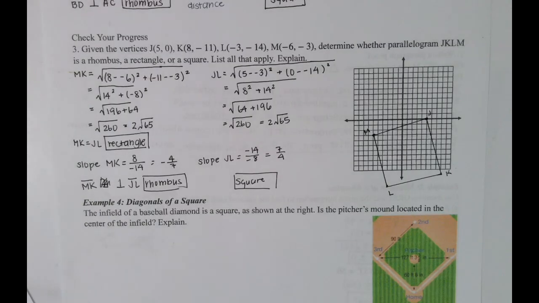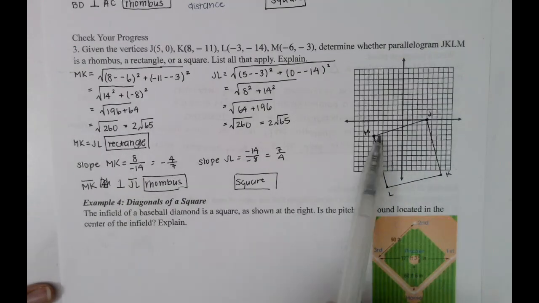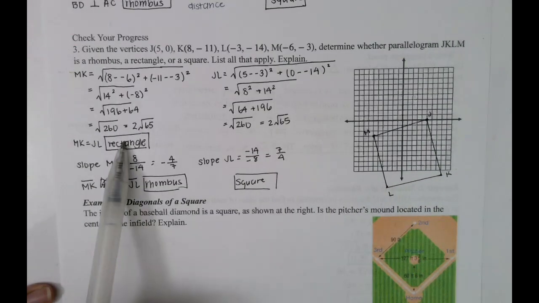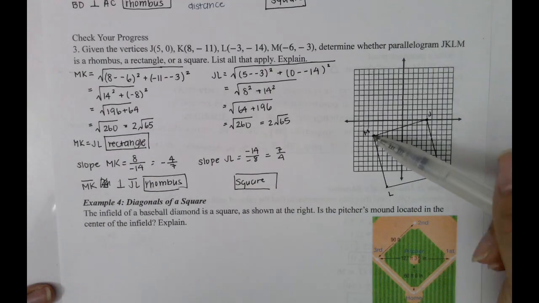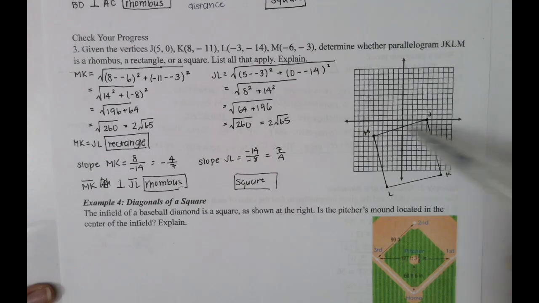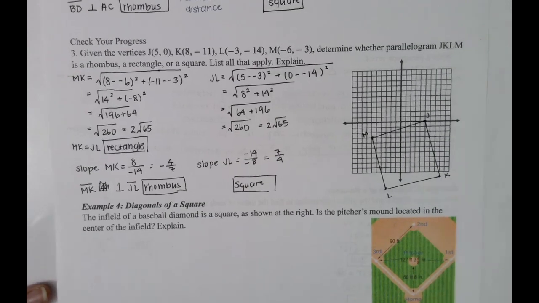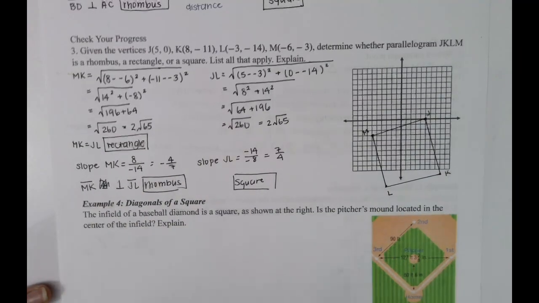Okay, so you should have gotten that it's a rectangle, a rhombus, and a square. The reason why it's a rectangle is because the diagonals are congruent. The other way you could have done that is by finding the slope of each side and then showing that each is perpendicular to the next. So that's another way you can show that it's a rectangle. Either way works.